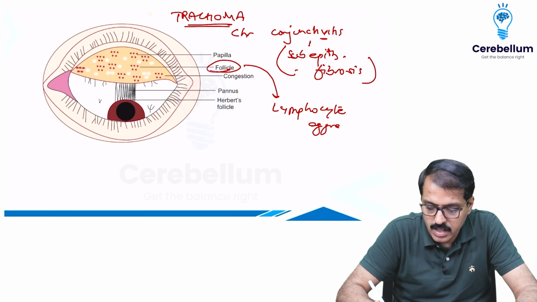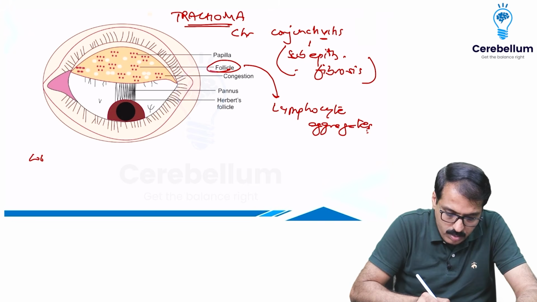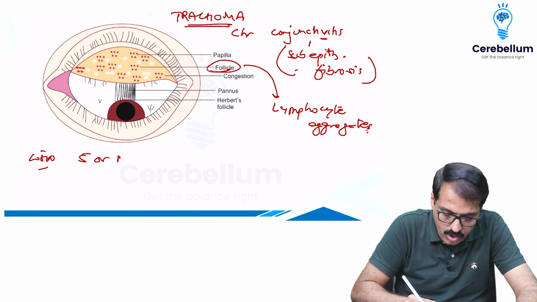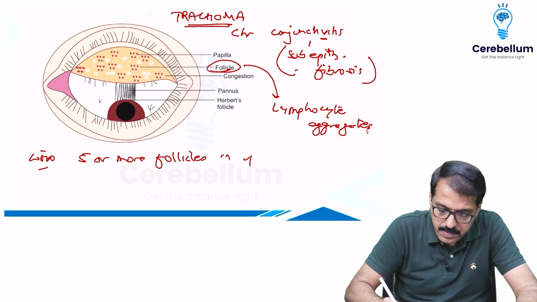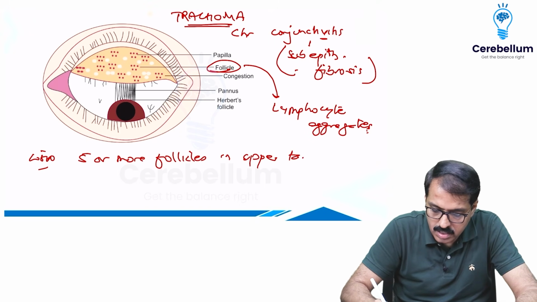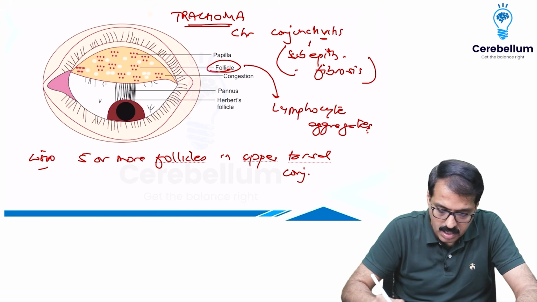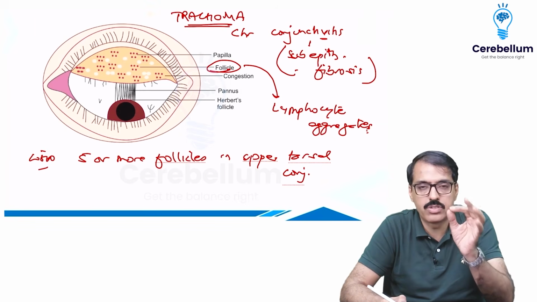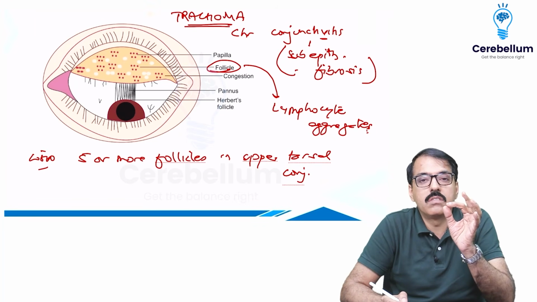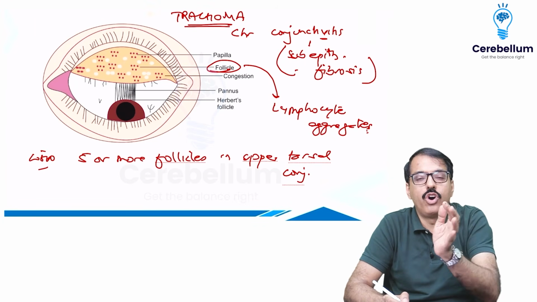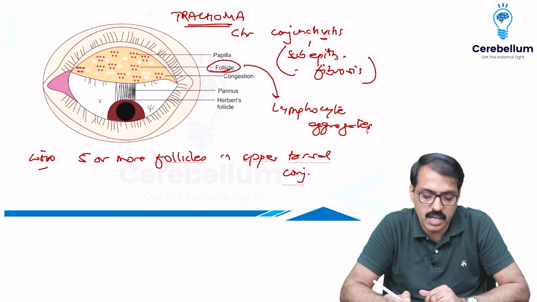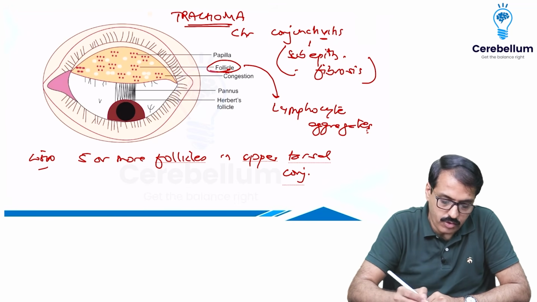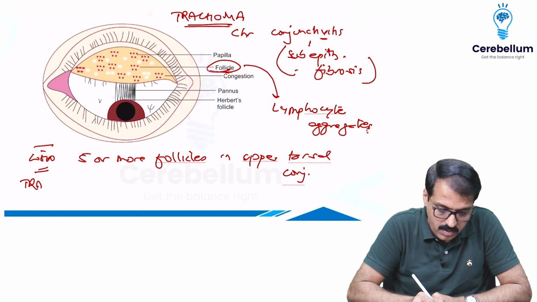Lymphocyte aggregates are called follicles. As per WHO, 5 or more follicles in the upper tarsal conjunctiva is pathognomonic of trachoma. For diagnosing trachoma, the definition is 5 or more follicles in the upper tarsal conjunctiva. That is the WHO definition of trachoma.